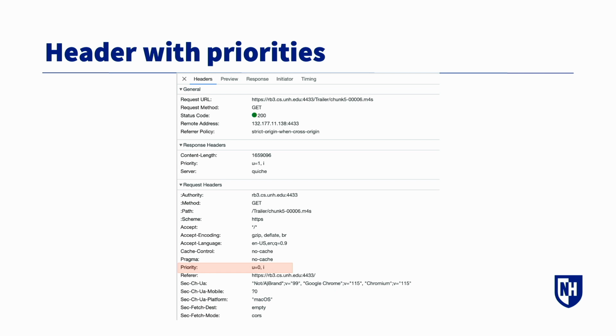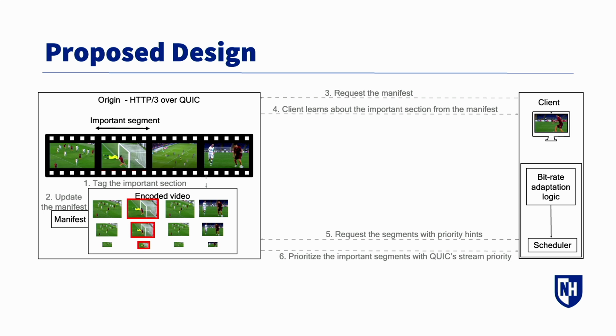All these priorities have to be identified only by the request from the client. So the client will make the request with the priority flags, and then the server will prioritize the segments based on the priority hints requested from the client in the prioritized QUIC stream.